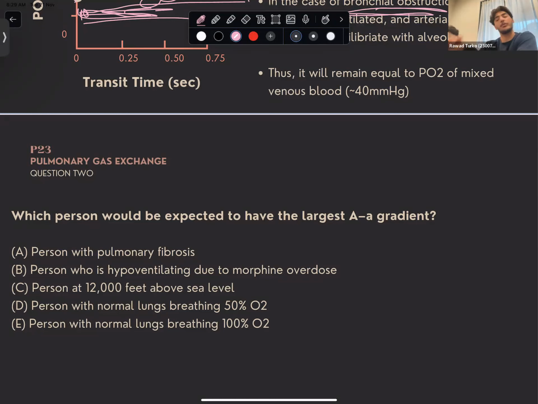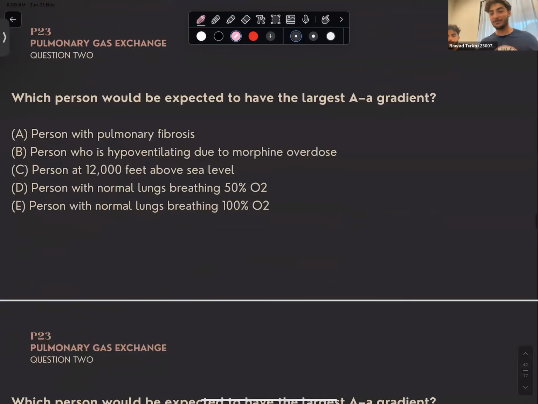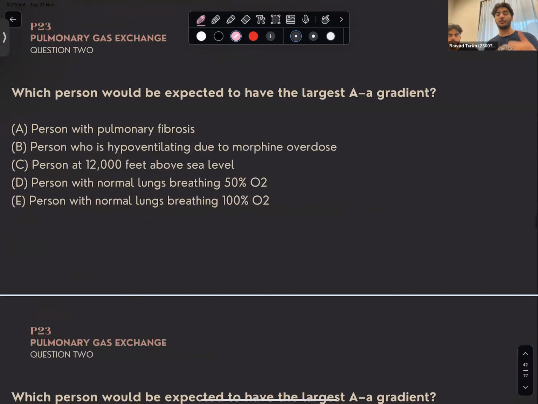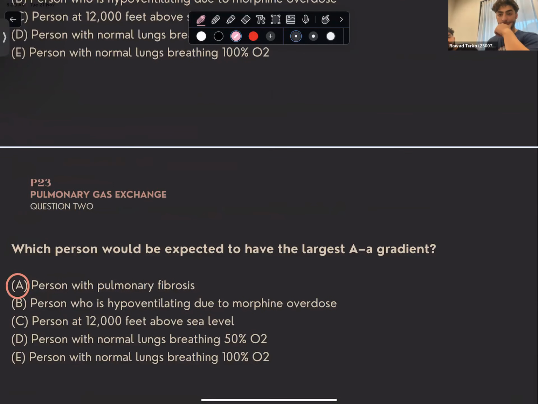Perfect. Okay, great. So the answer is A. Does anybody have a different answer? Is anybody confused about why this is A before I get to explaining it? Okay, so I'm just going to explain it very quickly then.